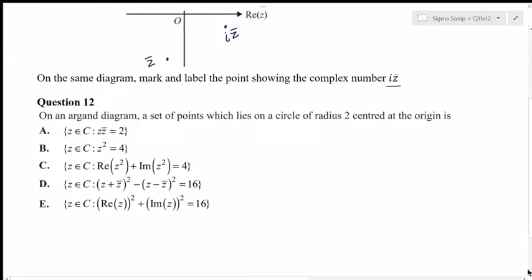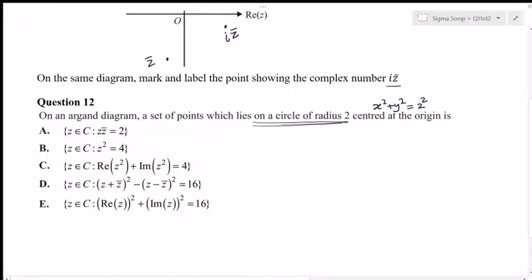But let's look at question number 12 now, and that question is a little bit tricky. Here, on an Argand diagram, we're looking for a set of points which lies on a circle of radius 2. So what this means is that our complex number will always have a length of 2 units. If you want to write it in Cartesian form, what we are looking for is x square plus y square is equal to 2 square.